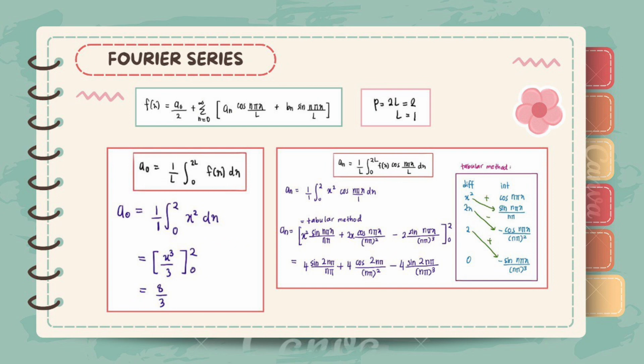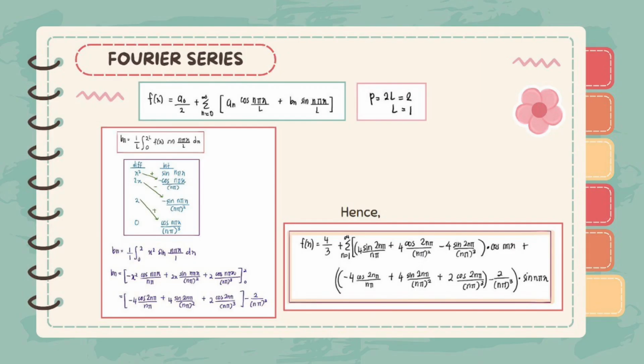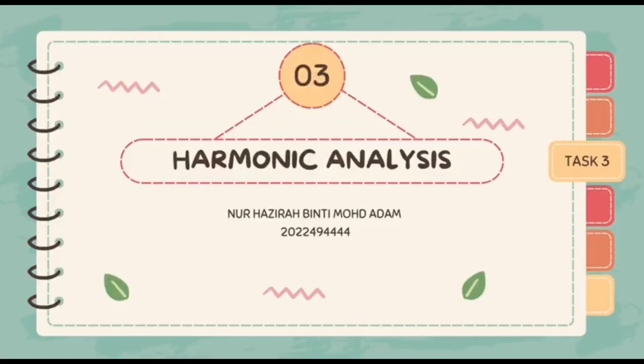We need to substitute L equals 1 and the function x squared to find the a0, an and bn. After we get the a0, an and bn values, we can get the final answer by using the formula for the series function. Now, let's take a look at Task 3, where we need to solve a harmonic analysis question.